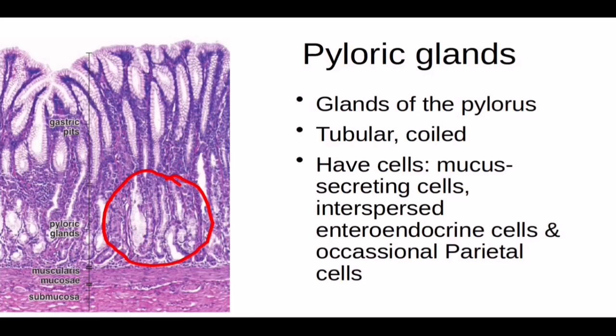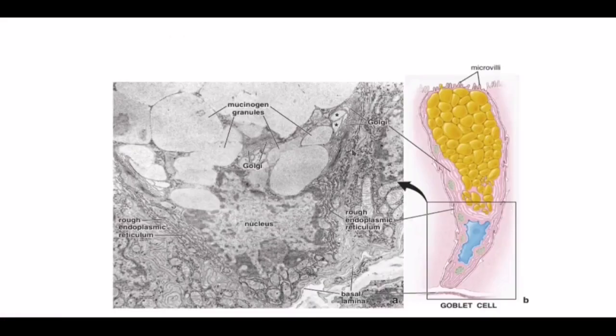So remember, in the cardiac glands, we do not find parietal cells. But in pyloric glands, we find occasional parietal cells. They are not that many; they're just here and there. So that's your pyloric glands.